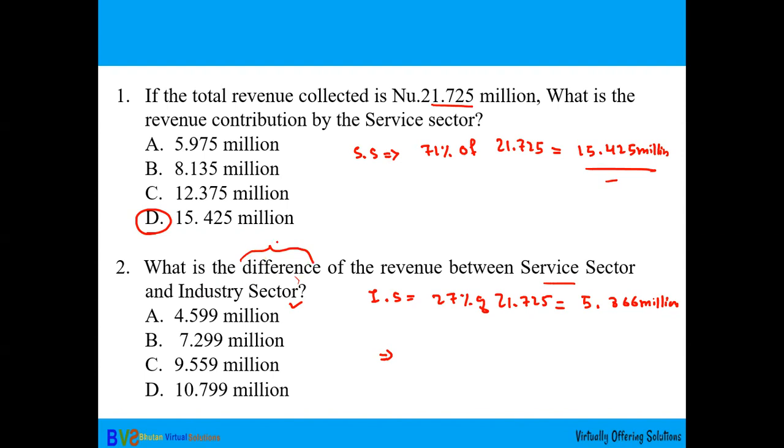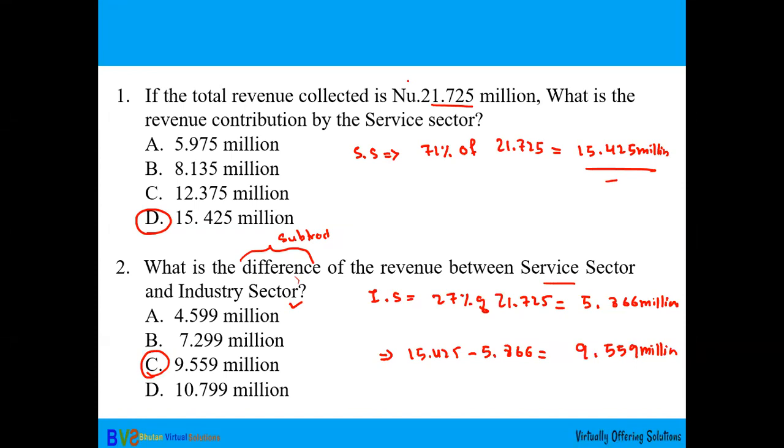What does this difference mean? Difference means you have to subtract. You have to subtract the service sector revenue minus the industry sector. So you subtract 15.425 minus 5.866. You will get 9.559 million, and the option is C. Very easy, right? You can directly solve it. You will get 2 marks directly from this question. In the 2018 paper, you are getting 2 marks easily from here.